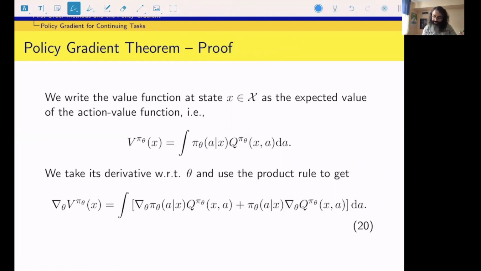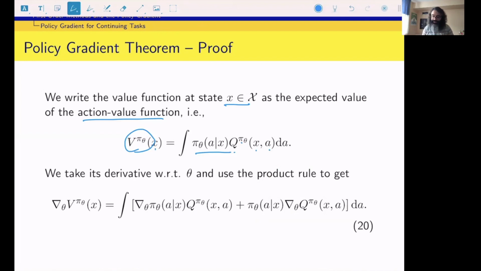So we write the value function at state x as the expected value of the action value function. So v of pi theta at state x is essentially q of pi theta of x and a, when I'm taking the average over actions according to policy pi theta. This is what we had seen before. This is the definition of v and q.